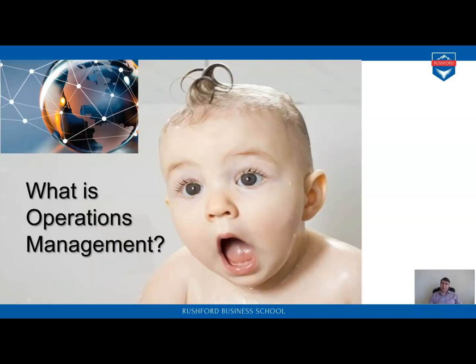The first thing is, what is operations management? I'm going to talk about two topics this session: what is operations management, types of operations management, etc., plus operations strategy. So what do you think? Think about what operations management is, whether you are already an operations manager, marketing manager, or finance manager, etc.